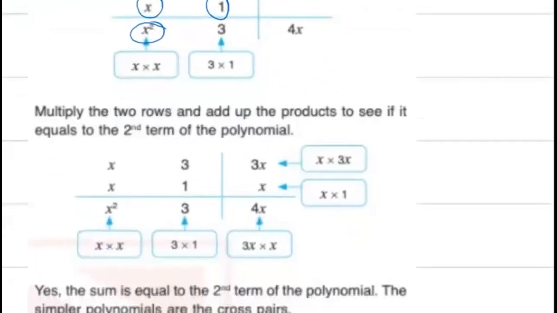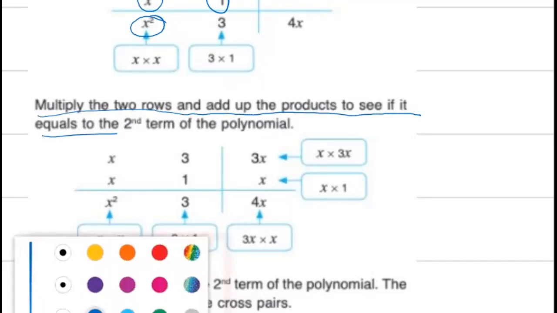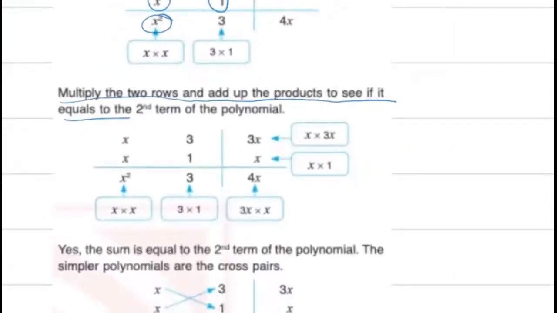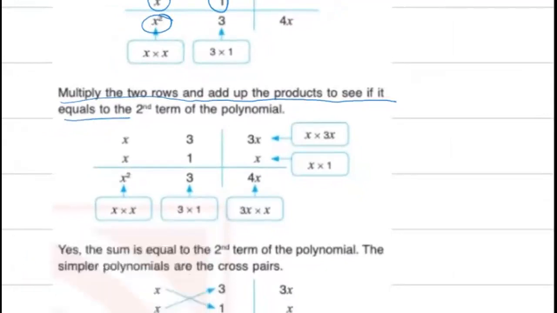Next, multiply the two rows and add up the products to see if it equals the second term of the polynomial. The second term of the polynomial is 4x, right?